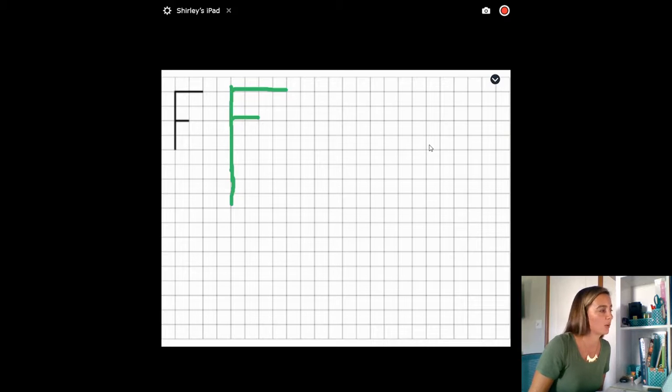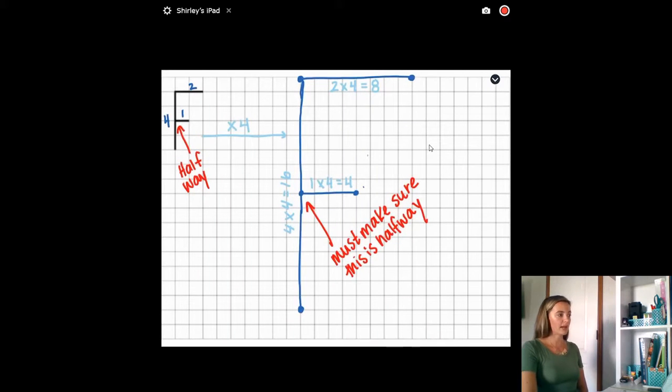The only thing we want to make sure we're doing if we're working like this is you need to make sure that middle bar falls in the same place as the original. So what I mean by that, I'm going to share another image with you. Okay, notice what I have here written in red.